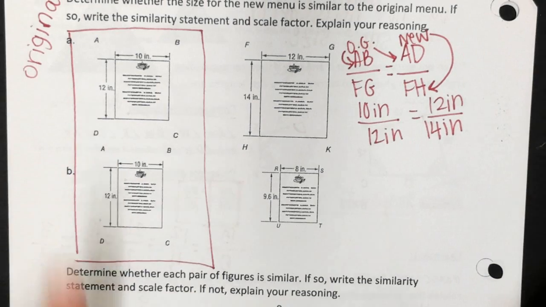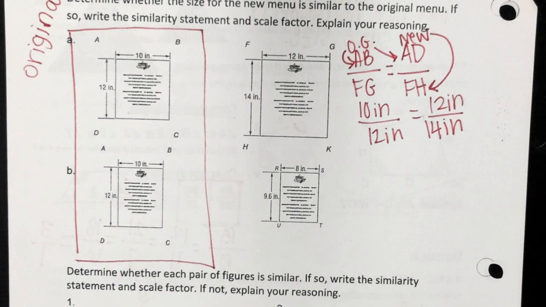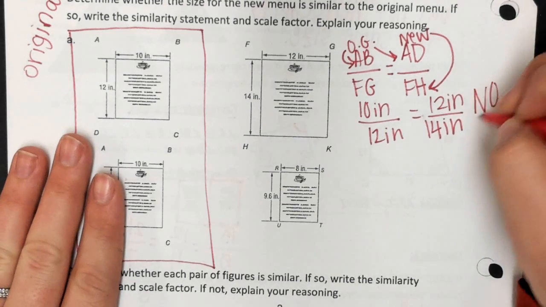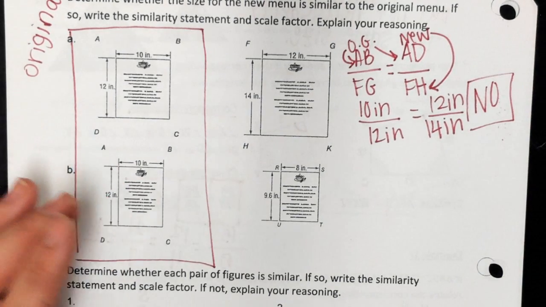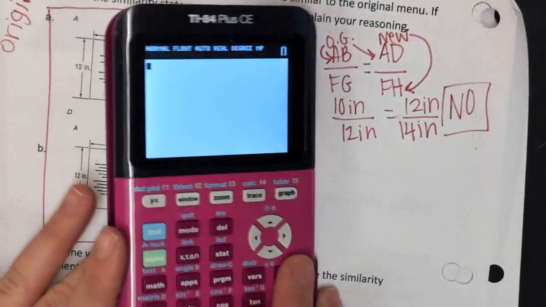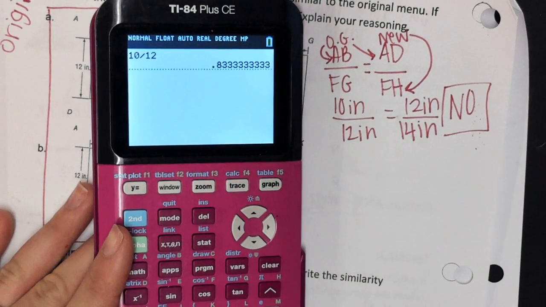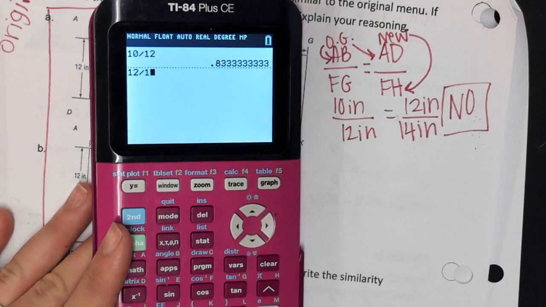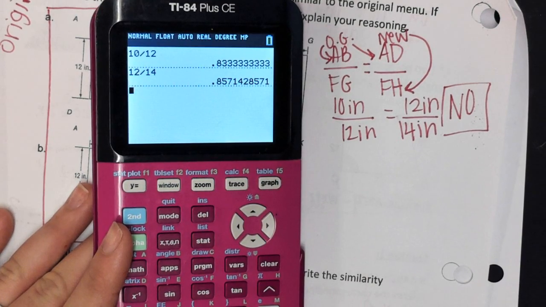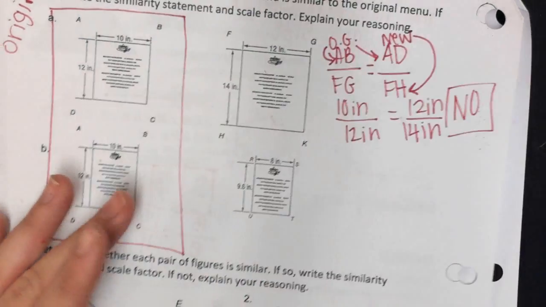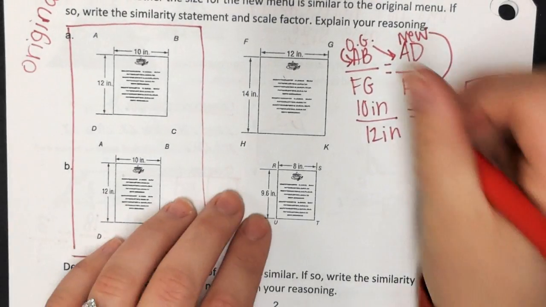If I reduce these, will they equal the same thing? No. So are these two similar? No. If you don't really want to think about reducing these, just divide them. Well, 10 divided by 12 is 0.83, and 12 divided by 14 is 0.85. Not the same thing, not similar. Okay, let's do the second one.